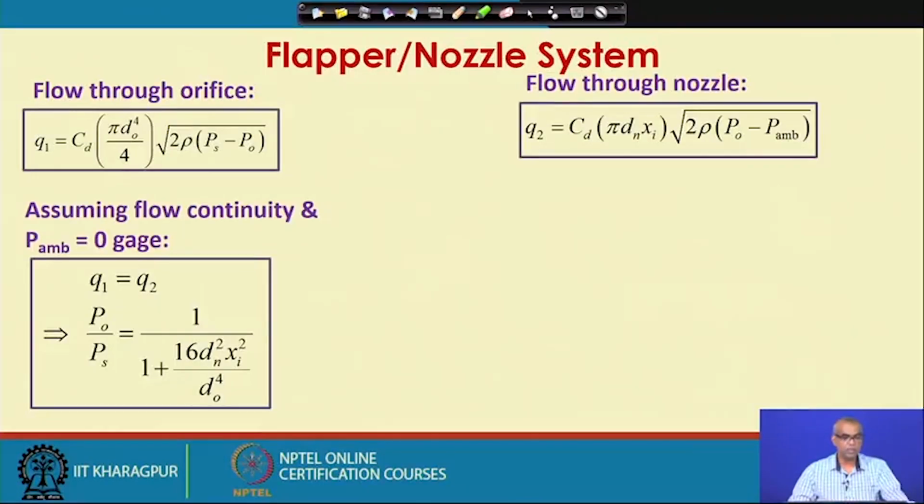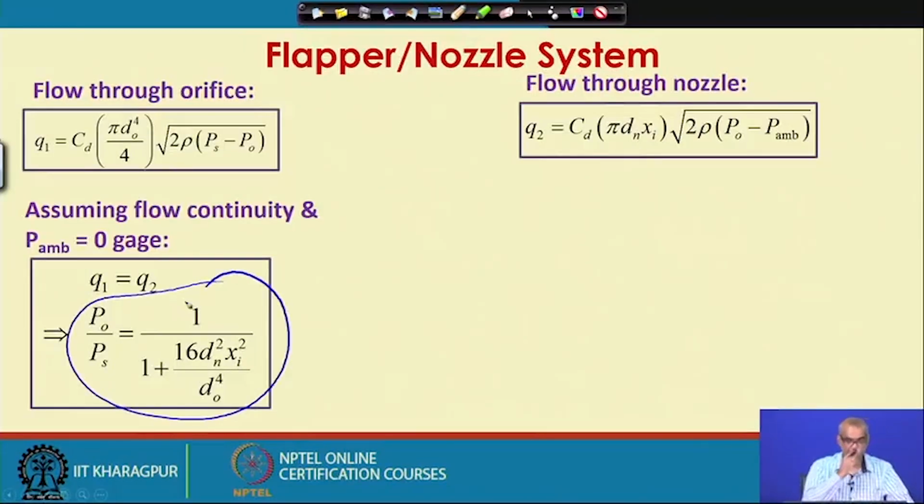Assuming flow continuity and ambient pressure is 0 gauge, we can equate Q1 equal to Q2. If I equate Q1 equal to Q2, I can find the ratio of P0 and PS, which will be computed as P0 by PS equal to this.